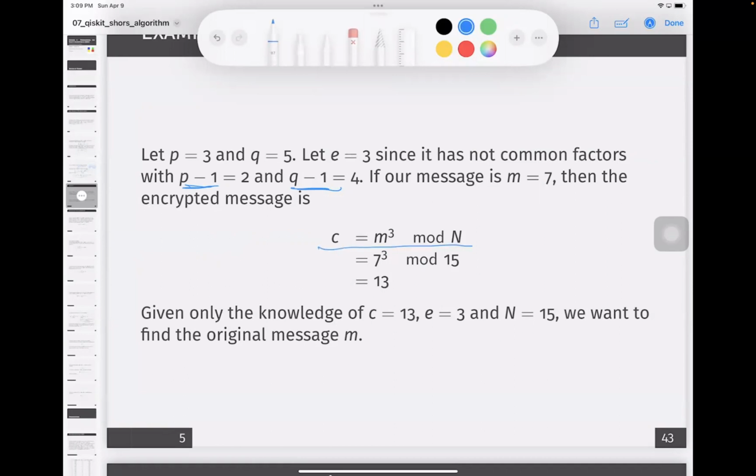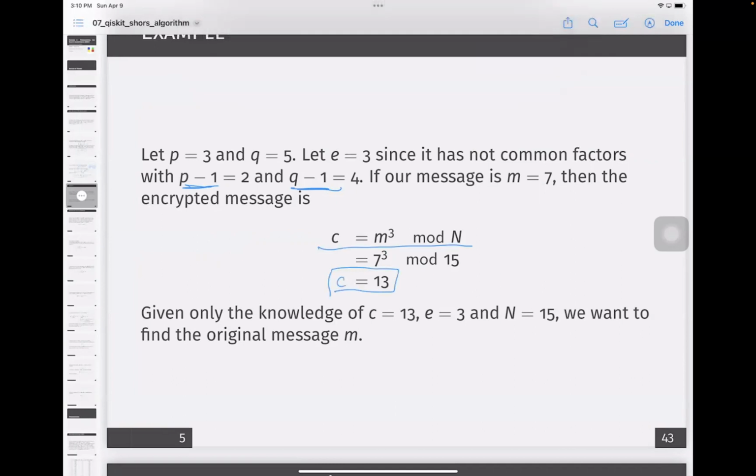Okay, so 7 raised to the 3 modulo 15 is nothing but 13. So this is our encrypted text. Given only the knowledge of C equals 13, E equals 3, and N equals 15, we want to find the original message M.